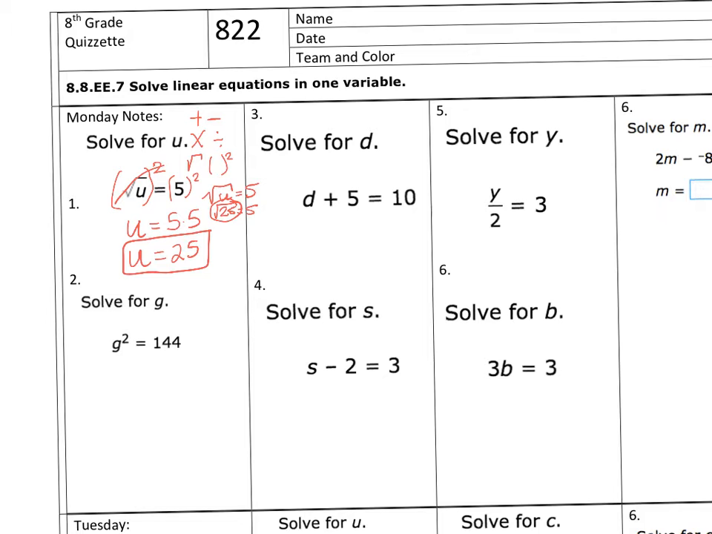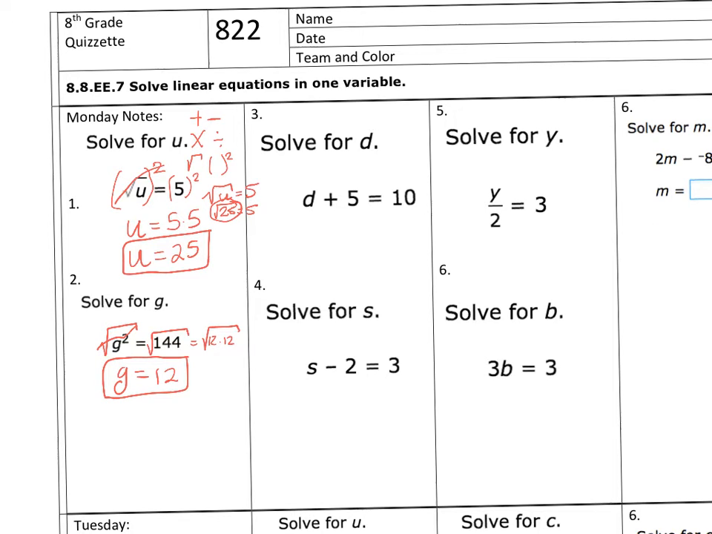Number 2, solve for g. So the inverse operation of squaring is square rooting. So when you square root a square, this operation cancels. So you're just left with g. G is equal to the square root of 144, which is 12 times 12. And remember, when you have a pair inside, you can take it out and you get rid of the square root. So g is equal to 12.